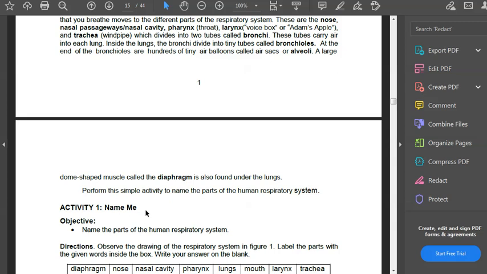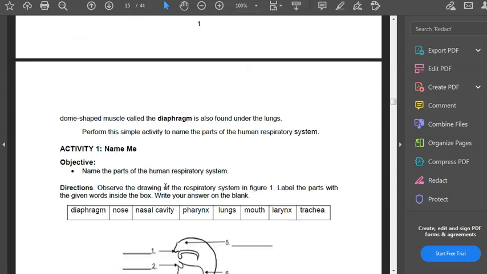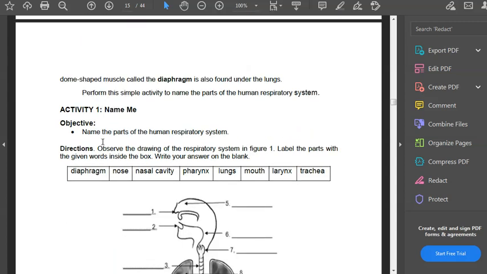This is Activity Number 1, Name Me. Again, on your yellow pad answer sheet, write Activity Number 1, Name Me. What will we do in this activity? We will name the parts of the human respiratory system. How to do this?